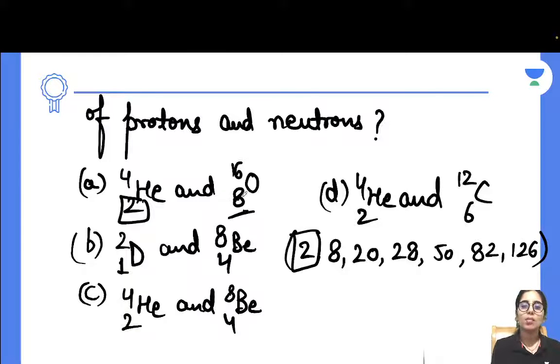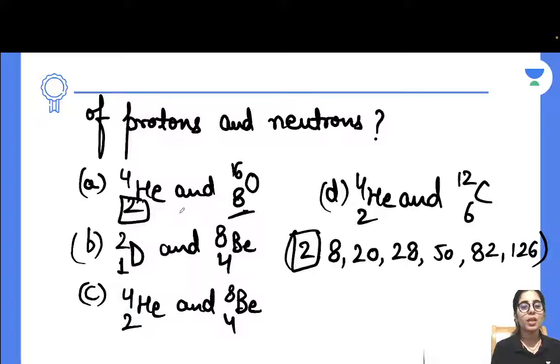16 minus 8 is 8, which is also equal to the magic number. Hence, in option A, we are having the protons and neutrons both equal to the magic number, and that means option A is showing us the most stable nucleus. Very good, Deepika. That's great. Very good, Sakshi. Okay. So option A must be correct.